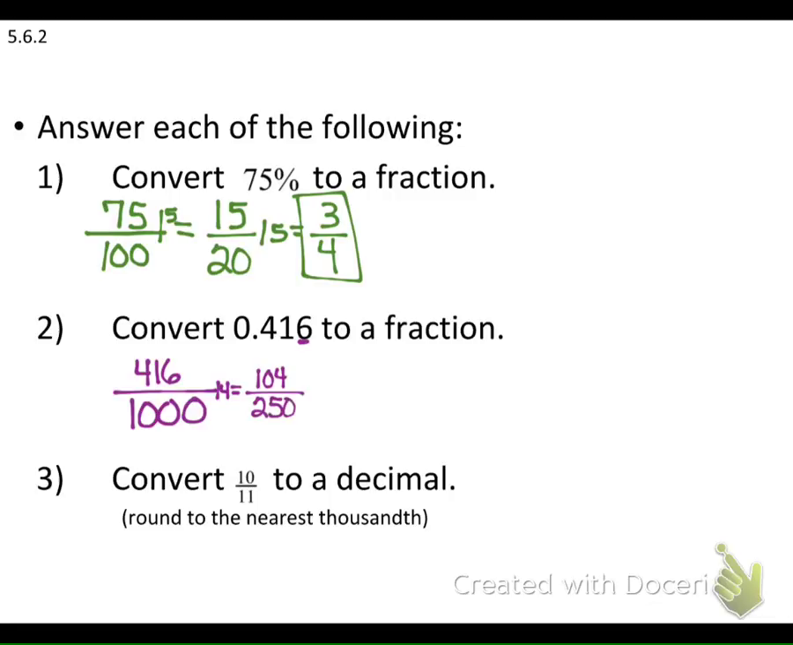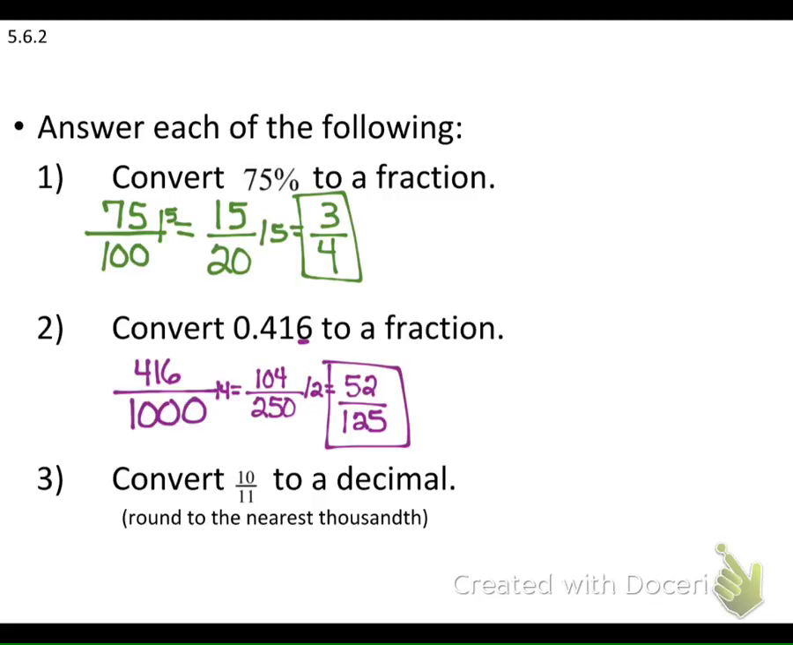Now, is this in simplest form? No, because they both end in even numbers. So what are both of these numbers divisible by again? 2. So 104 divided by 2 is 52. And 250 divided by 2 is what? 125. Is that my final answer? Yeah. Okay, let's check it.